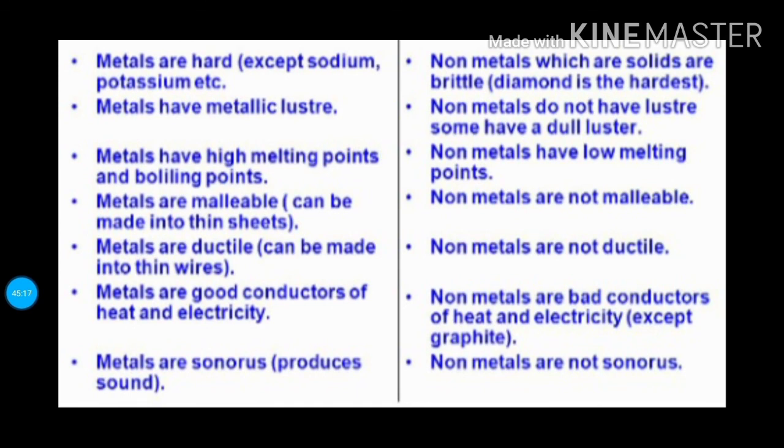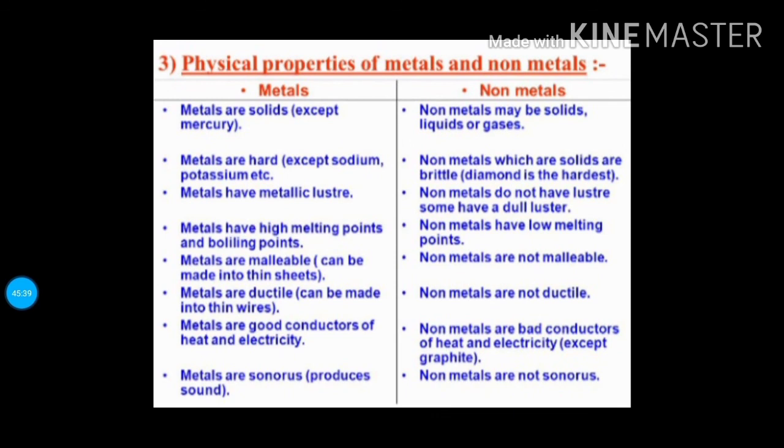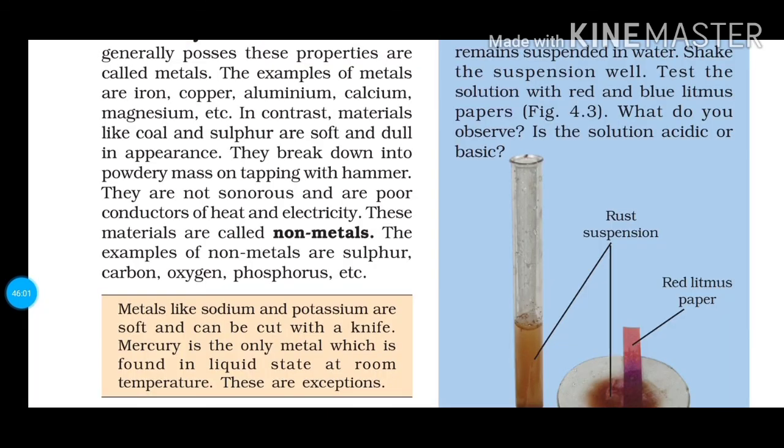Metals are malleable. Non-metals are not malleable. Metals are ductile. Non-metals are not ductile. Metals are good conductors of heat and electricity. Non-metals are bad conductors of heat and electricity. And the last but not least point is that metals are sonorous and non-metals are not sonorous. I hope you now know all these terms very well: sonority, malleability, ductility, luster and all. So this is all about the physical properties of metals and non-metals. I hope you understand.